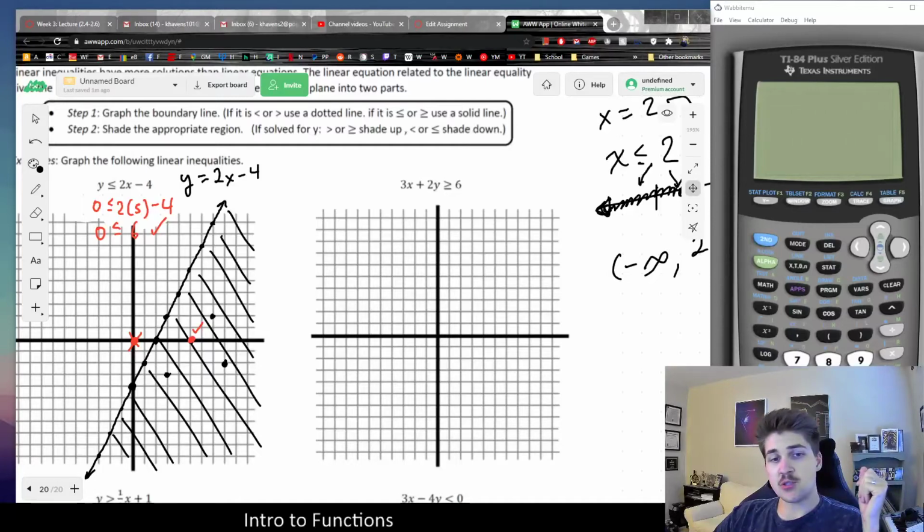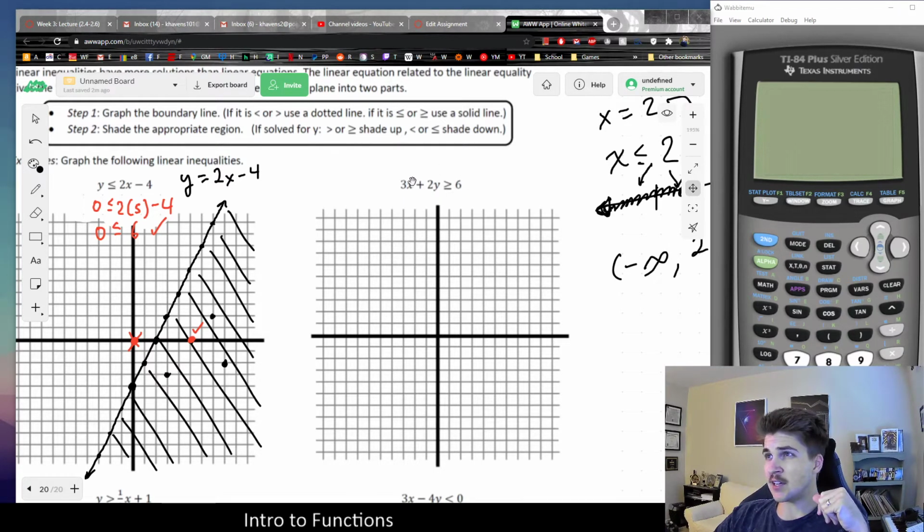In this video, I wanted to do a couple more examples of solving linear inequalities. I'm going to speed it up a little bit, because in the last video I talked for quite a while about why, but I want to focus on how and give you guys some more examples to be helpful. So step one is always graphing the boundary line.